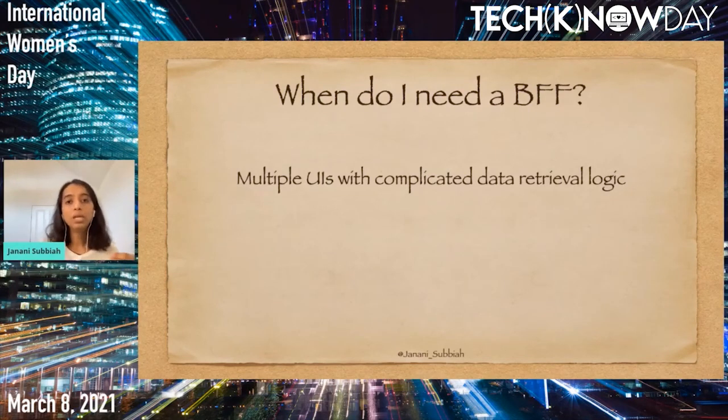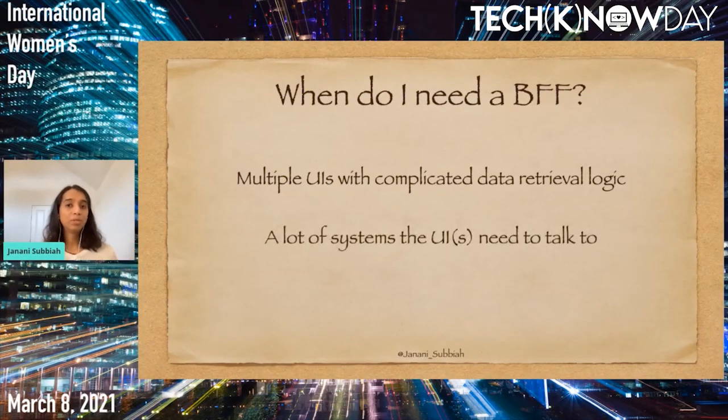A BFF is probably a good investment when you have multiple UIs that need to talk to different services or have just complicated data retrieval and aggregation logic. A BFF is probably a good investment in that place because it can collect all the things that need to happen into a common place, and it can let UIs focus on UI-specific things. But even if you didn't have multiple UIs, but you have very complicated, say, data aggregation logic, or the UI just needs to talk to multiple services to get the information it needs, a BFF might still continue to be a good investment, again, because it leads to separation of concerns.